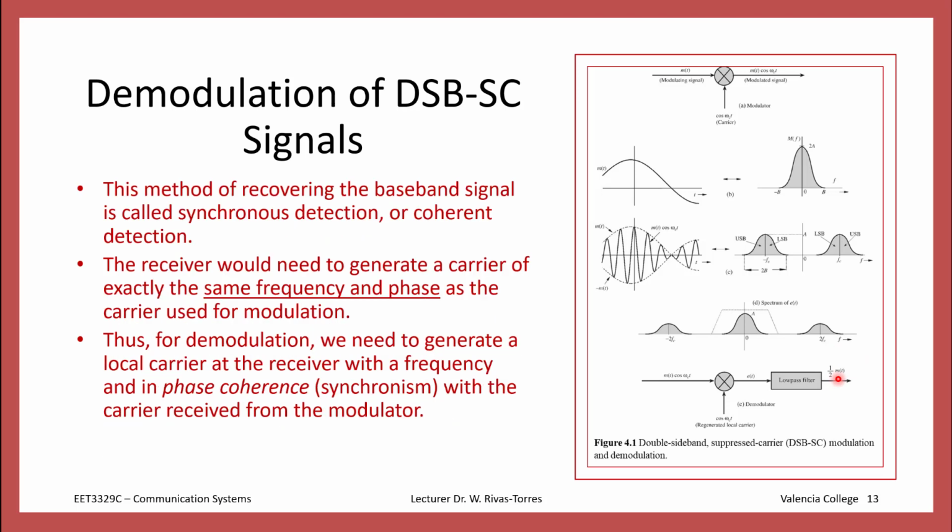Now, this is a method that's quite interesting. It's called synchronous detection or coherent detection. What that means is that the receiver would need to generate a carrier that has the same frequency and phase. So it has to stay phase aligned with the incoming signal. And this is what we call phase coherence. So they have to stay synchronized.